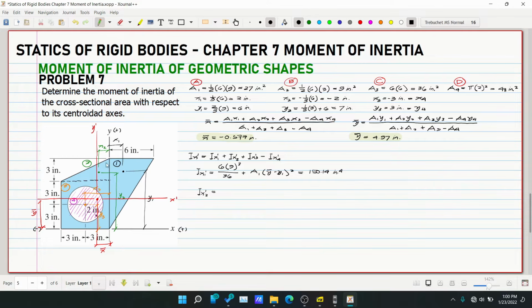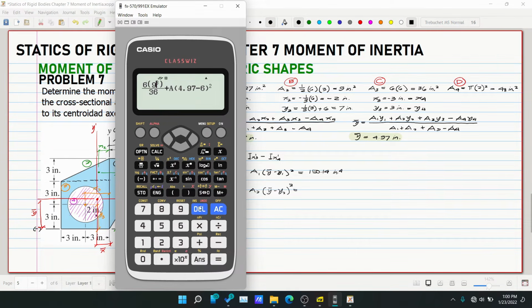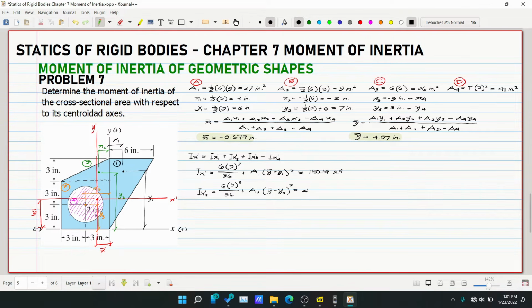So, ang ating area ulit is triangle. So, BH cube over 36 ulit yan. Ang base natin is yung 6. Okay? Ang height natin is 3. So, 3 cube over 36 plus area 2, then multiplied by Y bar minus Y2, squared. So, 6 by 3 cube, plus alpha B. Then, 4.97 minus Y2, okay, sorry, Y2 pala, so 7. Okay? So, 41.59. So, 41.59 inch to the fourth.